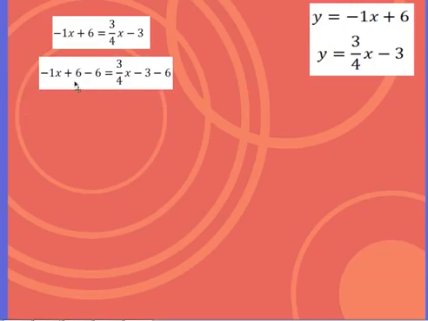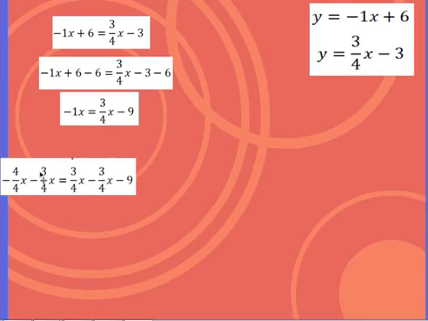So when I have 6 minus 6, I can cancel those. And negative 3 minus 6 is going to make negative 9. So I'm going to get something like this: negative 1x equals 3/4 x minus 9. Now I have to move my 3/4 x to the front, so I'll subtract that from both sides.